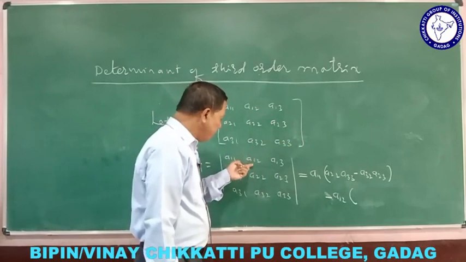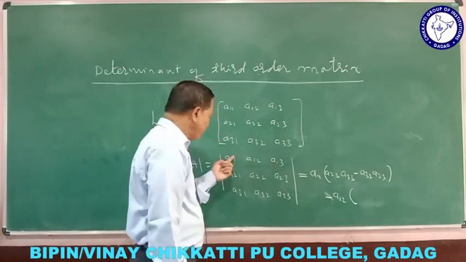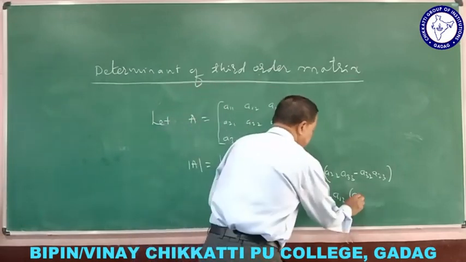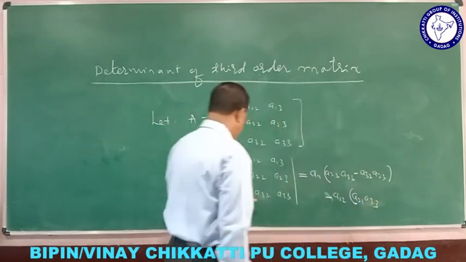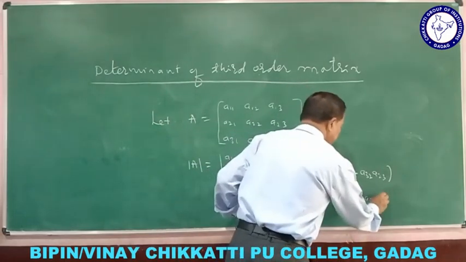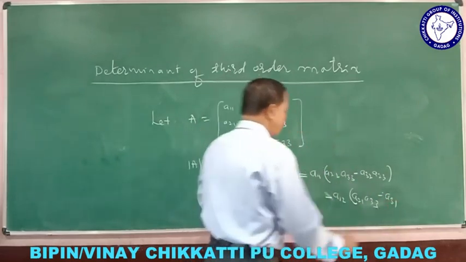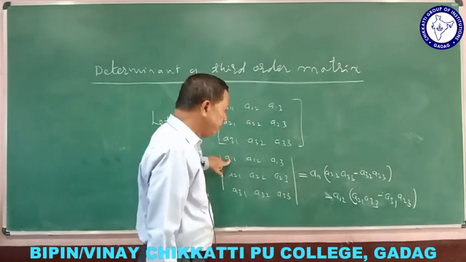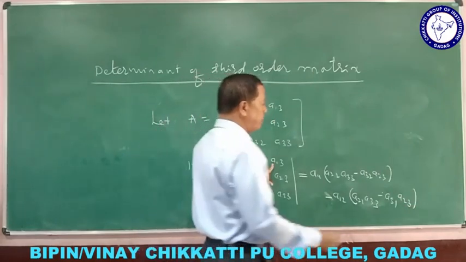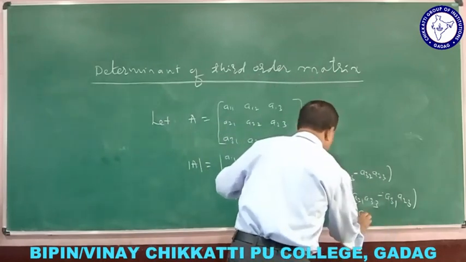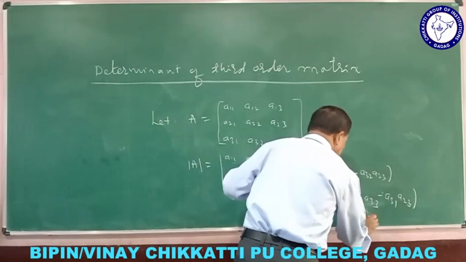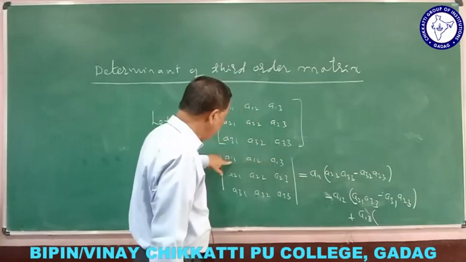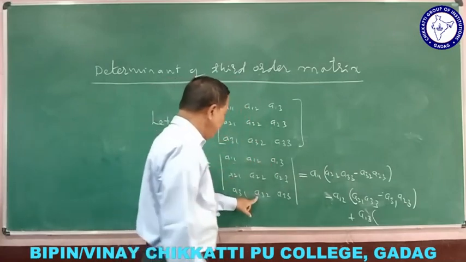When A12 is taken, you have to delete this row and this column. Only what remains? A21, A33. Next what? A31, A23. So now this is over, this is over. Next plus what? A13 into bracket. A13 you take, delete this row and this column. What comes? Only this. A21, A32.